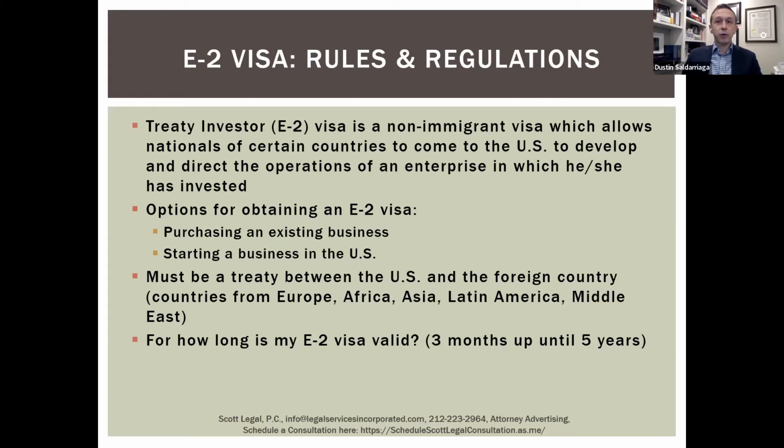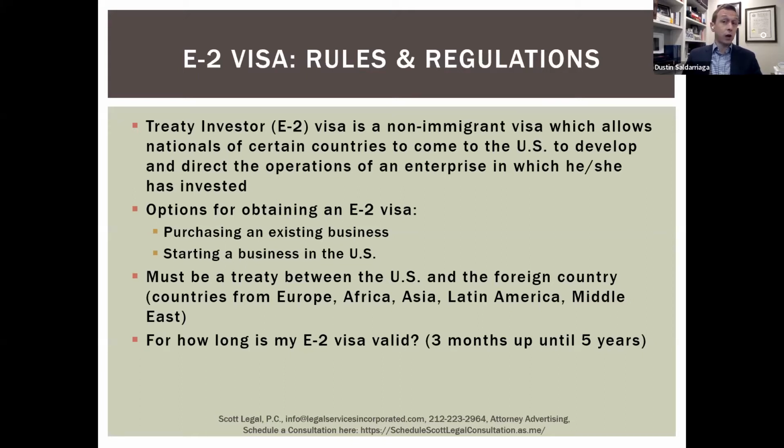Now, as I said before, there must be a treaty between the United States and the country of nationality of the applicant. Fortunately, many countries have E-2 treaties with the United States. I believe that at this time there are over 80 countries that are E-2 treaty countries. So do check the US Department of State website, which keeps an active list of those countries. Odds are that your country is on the list.